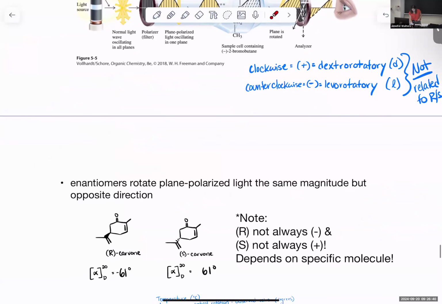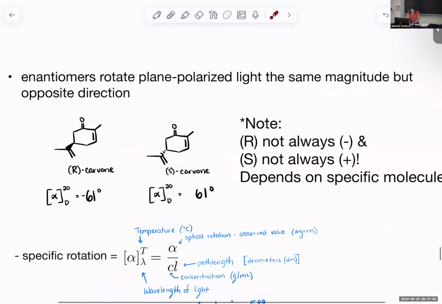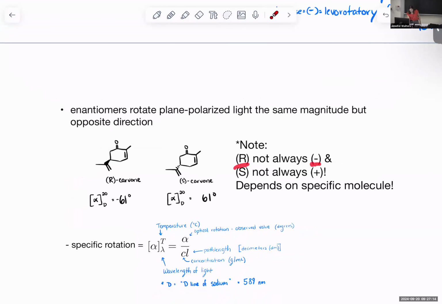So those enantiomers, they're going to rotate plane polarized light the same magnitude, but the opposite direction. So that's how we're able to identify if they are enantiomers or not, is we put it into our polarimeter, and if it rotated them the same amount, but different directions, so my R carvone went a negative 61, S went a positive 61, the same magnitude, both are 61 degrees, opposite direction. One was clockwise, one was counterclockwise. R is not always negative. S is not always positive. It depends on the specific molecule, right? So it is totally arbitrary.